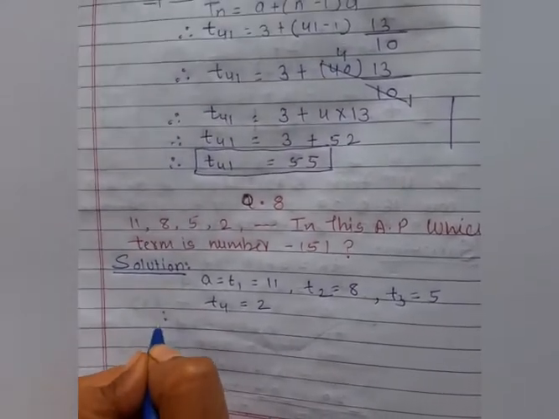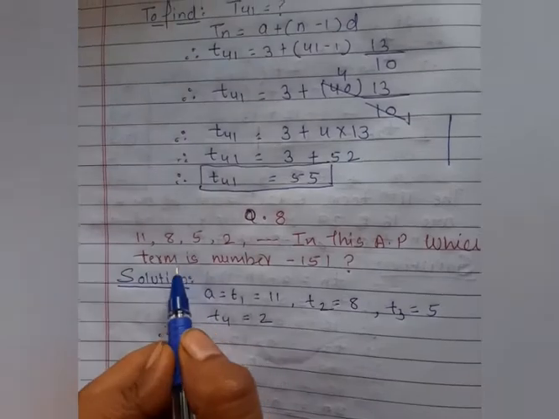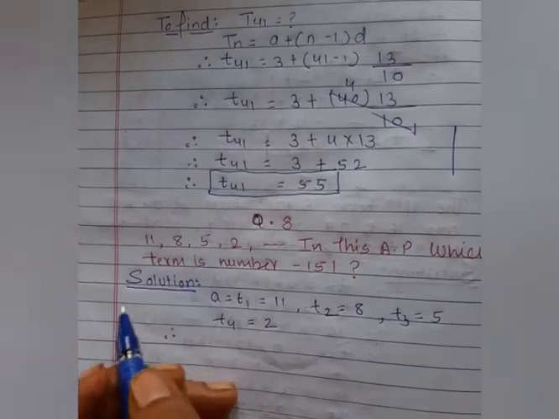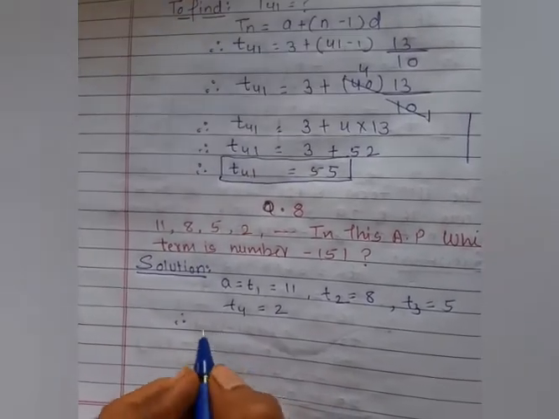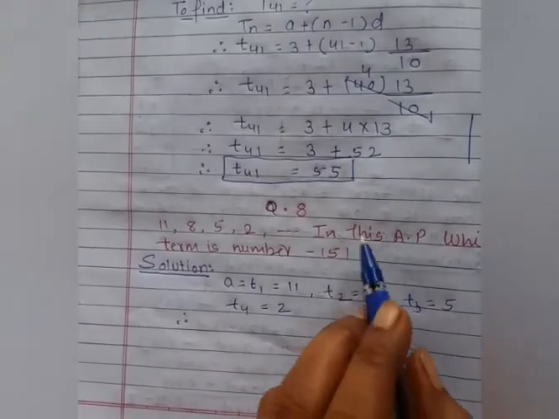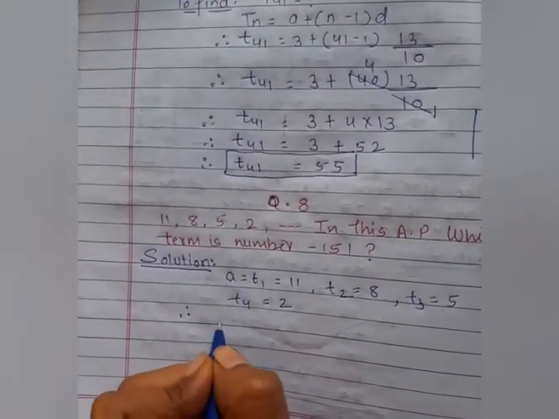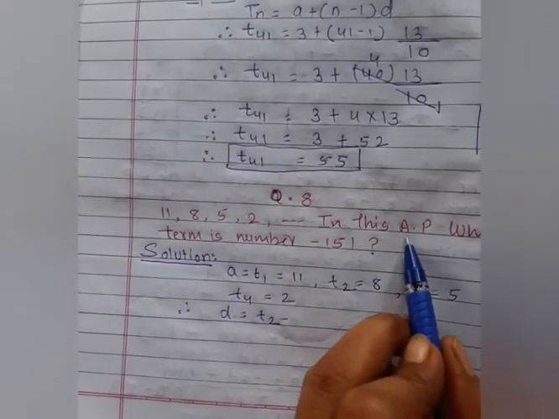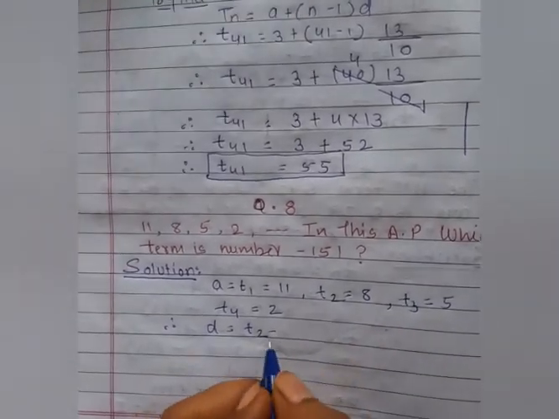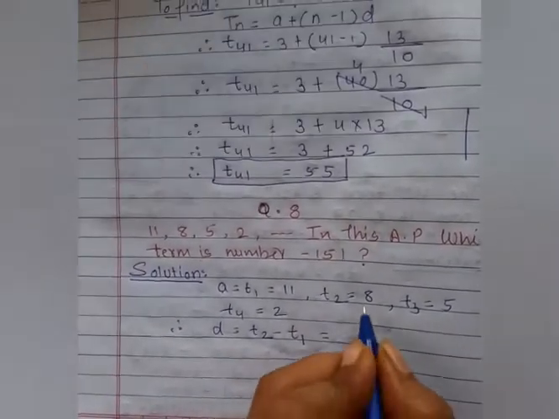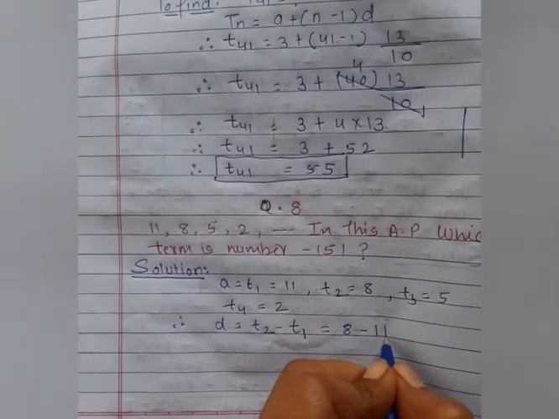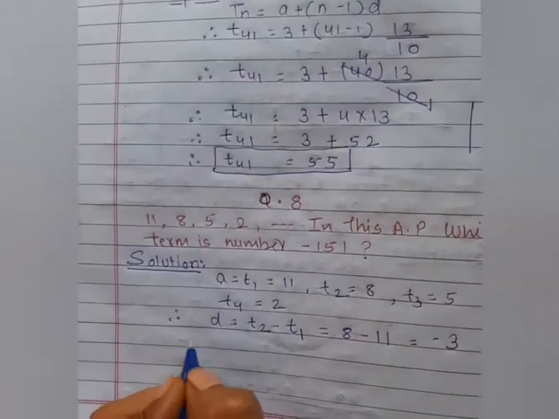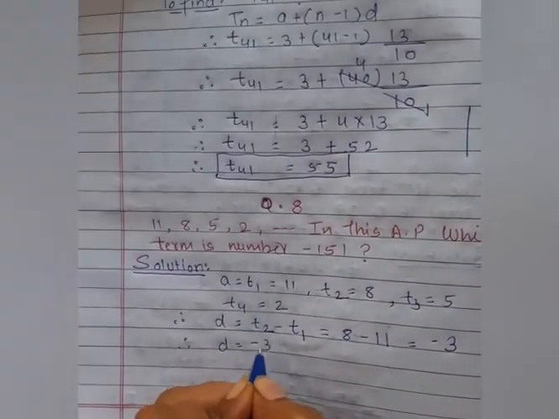In this question we have to find out the term. When we have to find out the term, students, always remember we have to use the term formula, that is Tn is equal to A plus n minus 1 into D. First we have to check whether the sequence is an AP or not, so we use the formula D is equal to the difference, because for an AP the differences must be constant, that is T2 minus T1. The value of T2 is 8, T1 is 11. So 8 minus 11 is minus 3.